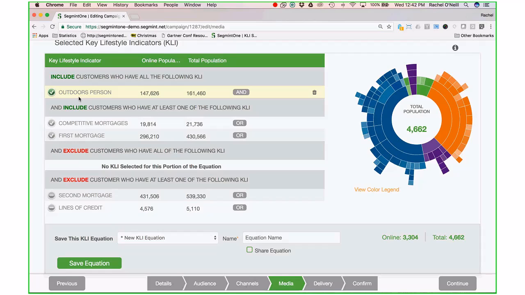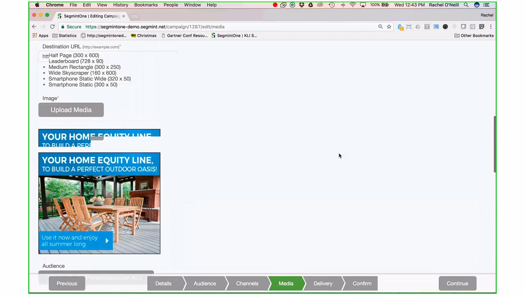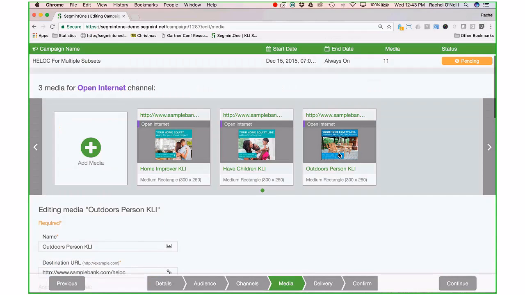of the message. So if any one of these gray triggers indicates they're a candidate and we see the presence of this outdoor person KLI, they're going to receive that message versus one of the others. And you see it's a much more rifled population, much more targeted. So I just wanted to highlight that quickly, that you have the ability to have multiple versions of creative within a campaign, but different KLI structures would determine who gets which message.